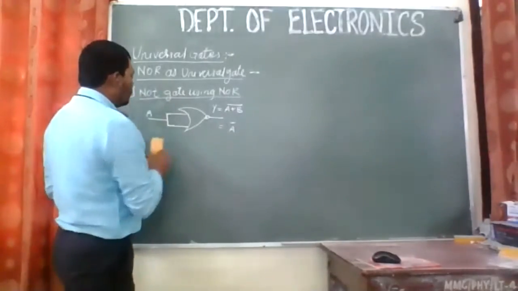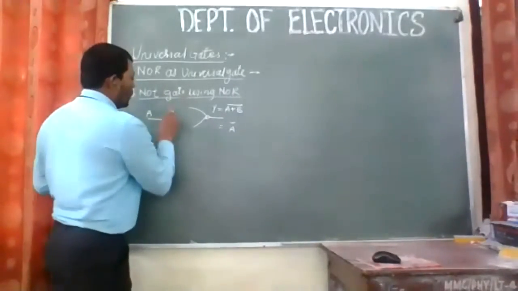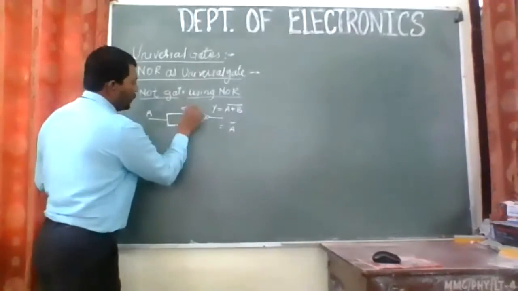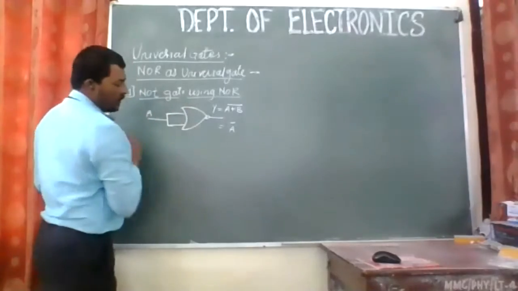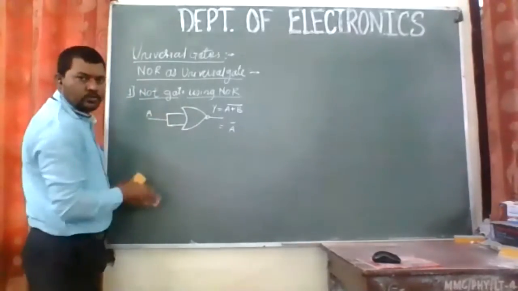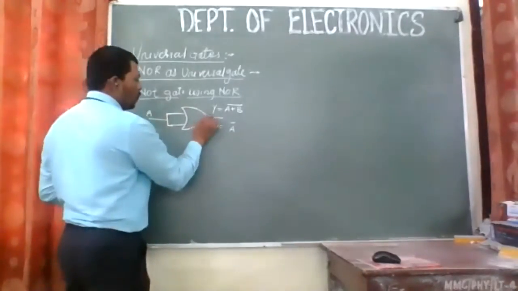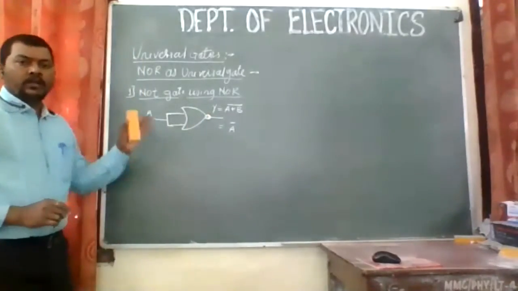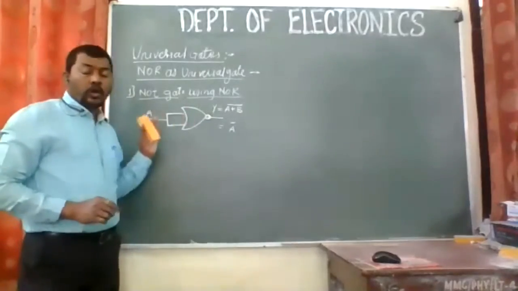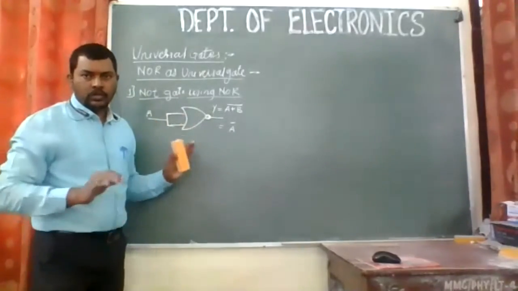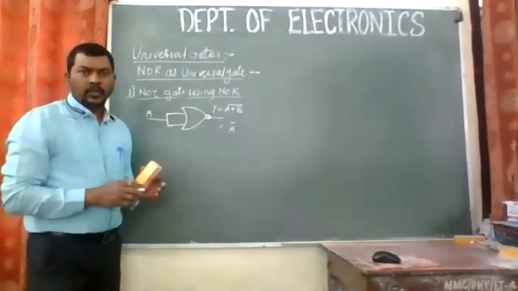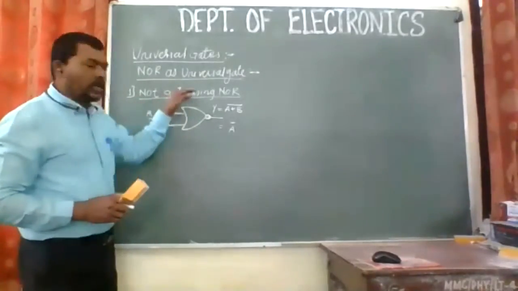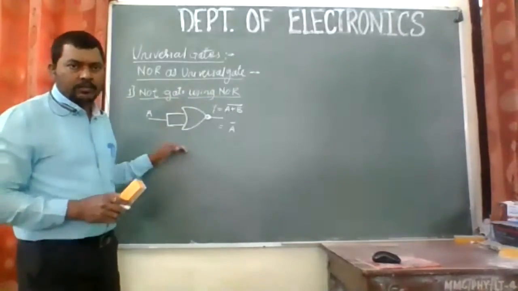So this is how you can make a NOT gate using NOR. Similarly, in a NAND gate also you have to do the same arrangement. This is what I'm expecting from your side. So this is a NOR gate, and this is how you can build a NOT gate using NOR. Have you understood this? The first gate, I have implemented the NOT gate using NOR.